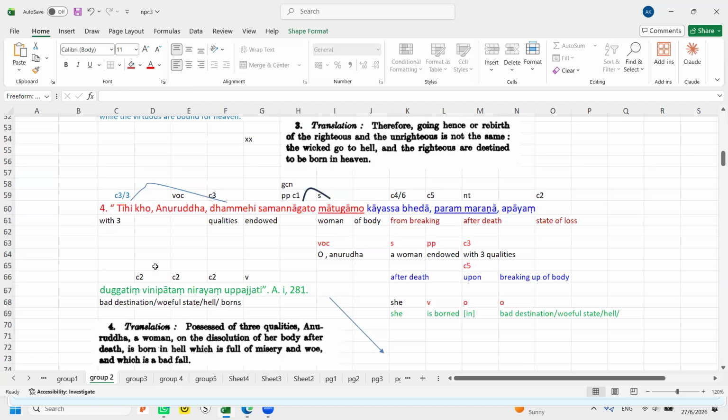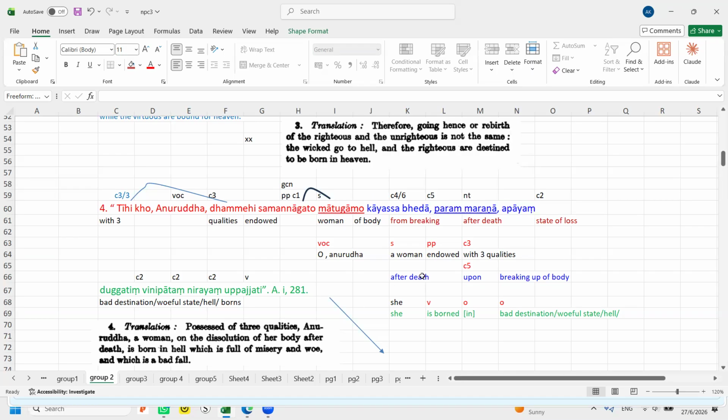Okay, we'll go to number 4. Tihi ko anuruddha. Okay, and you see there is no masculine now, it is anuruddho. So da, that means you know it is a vocative. So dammehi, samana gato. Matugamo, this one is in our lesson. Matugamo refers to woman. Okay. Then you see I put all the red ones. Kayasa beda. This one is technically in the dictionary. Sometimes you see paramang marana is one word, but in this case, it's split, apayang.